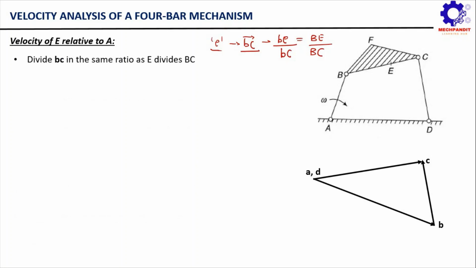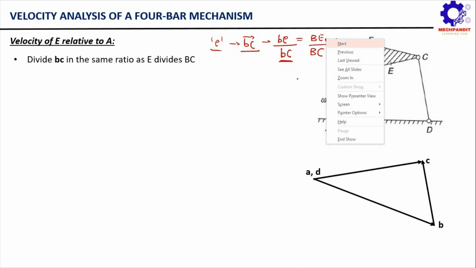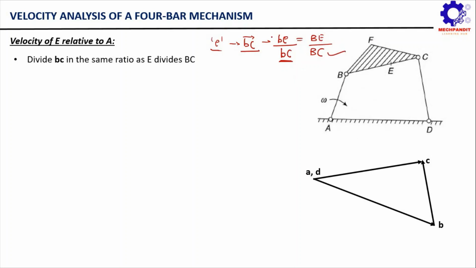Once this vector diagram is available with us, we know the magnitude of this BC vector, so we can measure this length bc. We can use that length here, and then we can substitute these two lengths, that is BE and BC, and then we can calculate this be vector. So now you simply use this relation and mark this point e on bc.